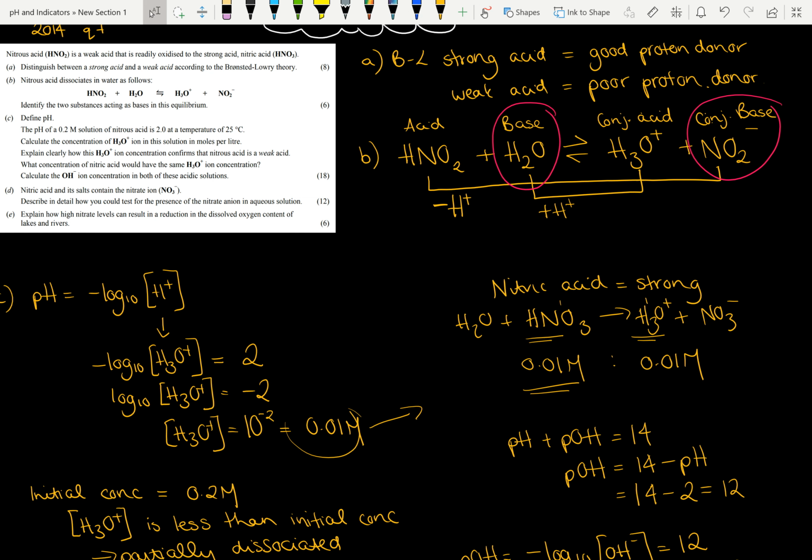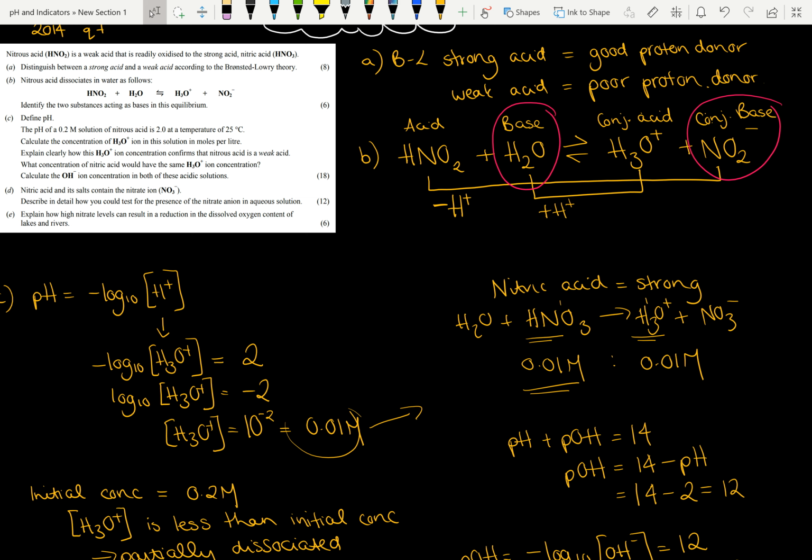Okay, part D is a little sneaky test for anion question. So they ask you to describe how you would test for the presence of the nitrate ion. Now I'm not going to write that out now because it's a different chapter, but it's your brown ring test. So if you're not 100% sure on that, have a look at the marking scheme and go back and have a look at your notes.